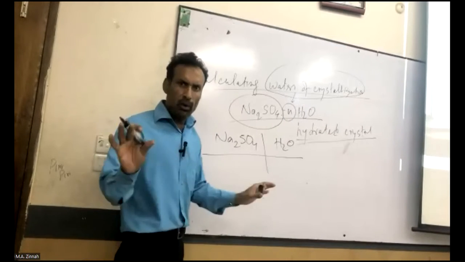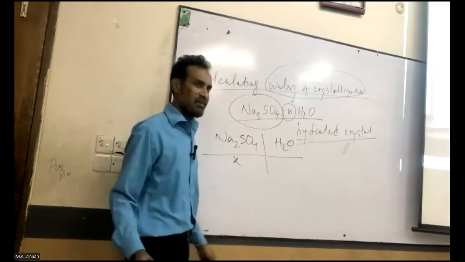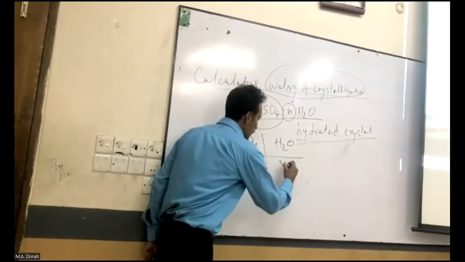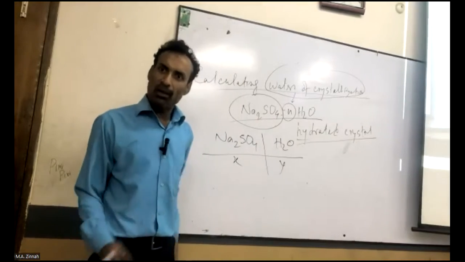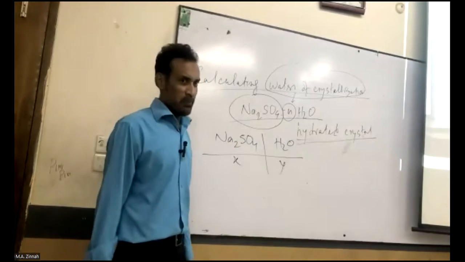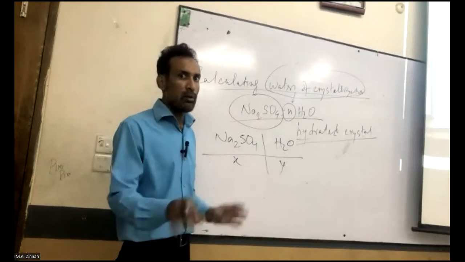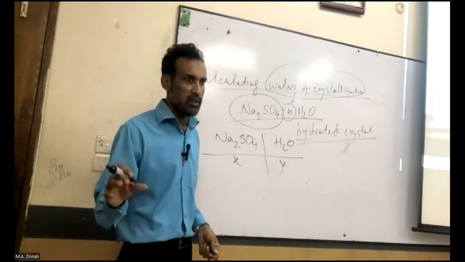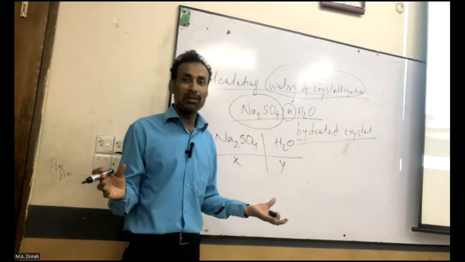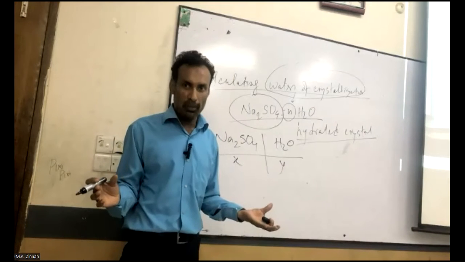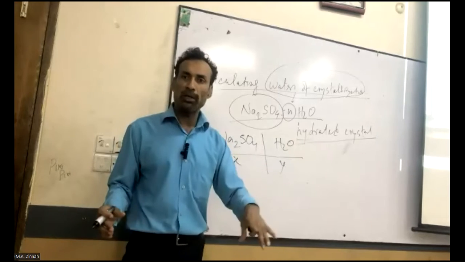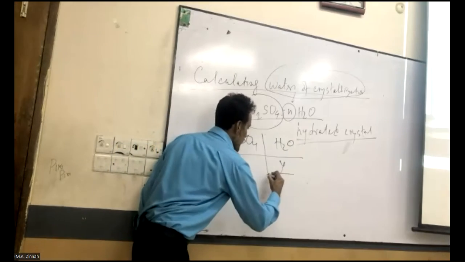And we actually don't know the values. Suppose x gram of sodium sulfate has combined with y gram of water. If you have these two, then you can calculate. This calculation is very similar to estimating the empirical formula. You will have to divide both of them by the molar mass. We are going to convert them into their respective moles, so you should divide them by their molar masses.